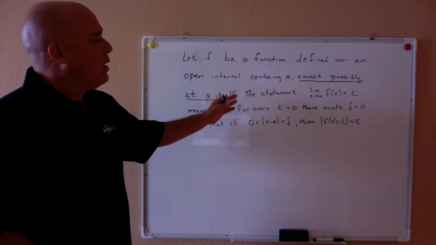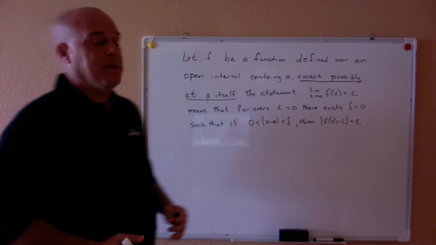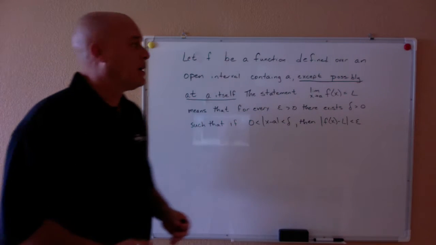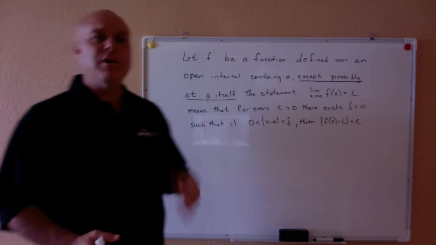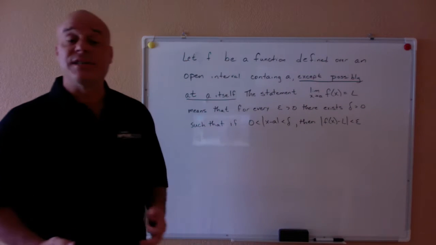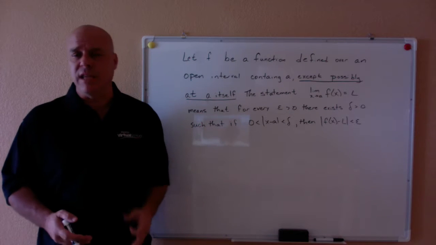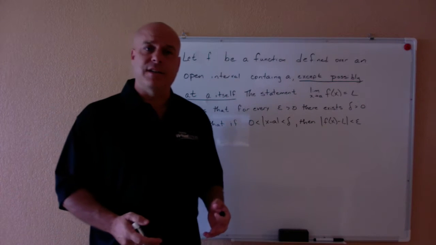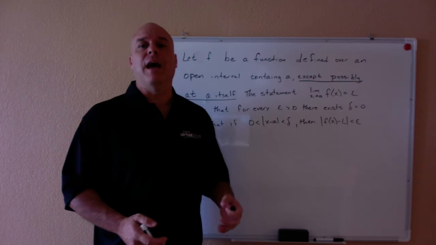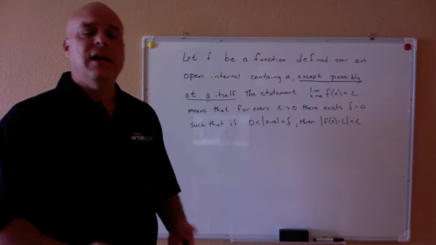Okay? Now, the definition continues with the statement, the limit as x approaches a of f of x equals L, means that for every epsilon greater than 0, there exists a delta greater than 0, such that if 0 is less than the absolute value of x minus a is less than delta, then the absolute value of f of x minus L is less than epsilon.